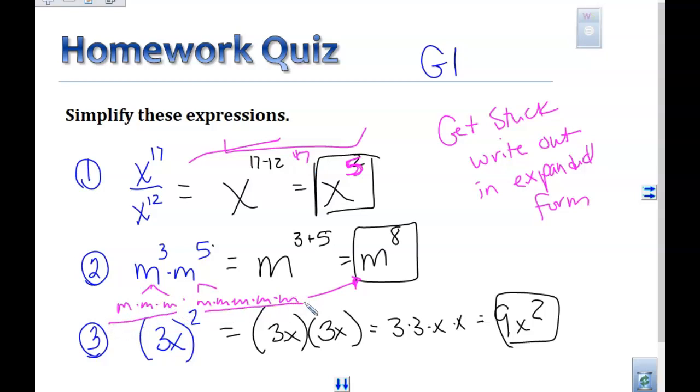So when you think about that quiz, if you ever get stuck and you're doing a quiz on this unit, what does m to the third mean? M to the third means I have 3 m's. What does m to the fifth mean? It means I have 5 m's. That means a total of how many m's? I have 8. Just wait for a minute.